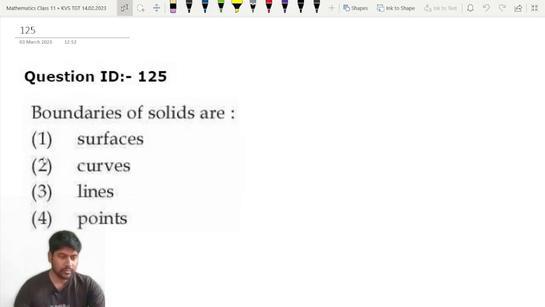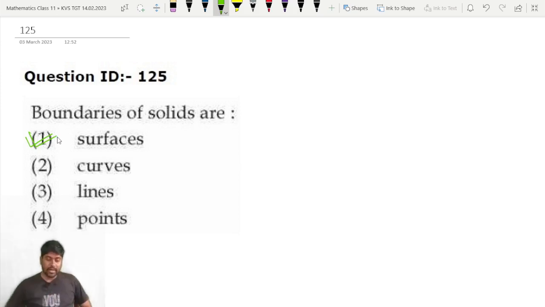So now let's move to the next question, question number 125. Boundaries of solids are surfaces. Okay, boundaries of solids are called surfaces, because for example you can take a solid sphere, then what will be the boundary of that sphere? That is a surface. That is not a curve, that is not a line. That is an accumulation of points anyway, but that is called a surface. So boundaries of solids are surfaces.